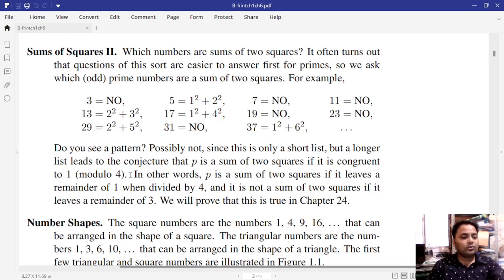So this is a very important statement: p is a sum of two squares if it leaves a remainder of 1 when divided by 4, and in terms of congruence and modulo, simply p is a sum of two squares if it is congruent to 1 modulo 4. In the chapter on modulo arithmetic, we have already done this: a is congruent to b mod n, where n divides a and gives remainder b, or n divides a minus b.